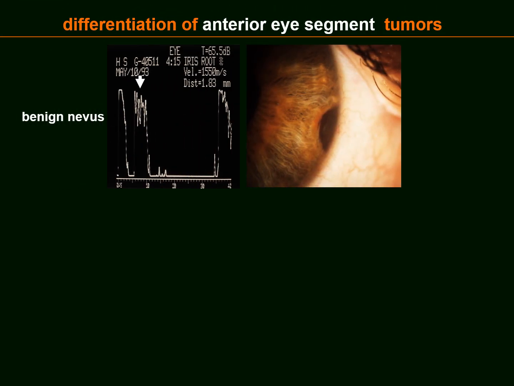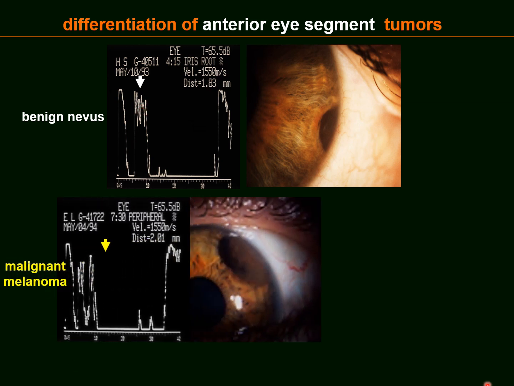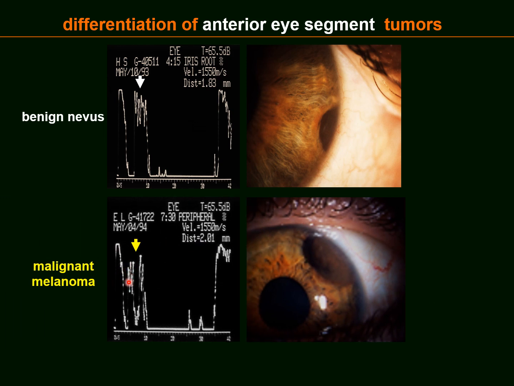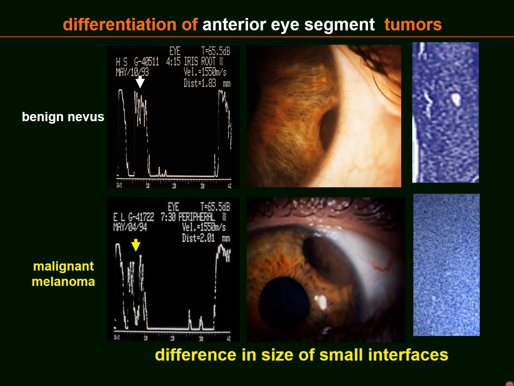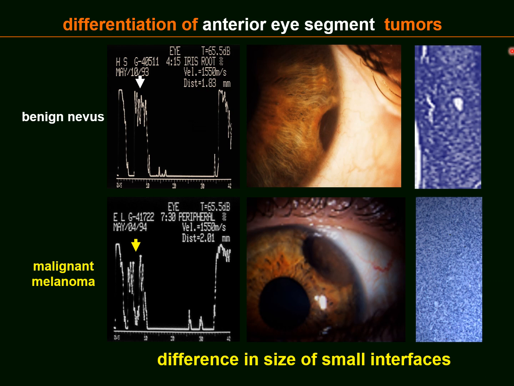And the same thing is true for the anterior eye segment. We have here a benign nevus of the iris, high reflectivity, versus a malignant melanoma of the iris, low reflectivity. Again, the histology explains: the cells are more in clumps in the nevus, but denser arranged with smaller interfaces in the melanoma.